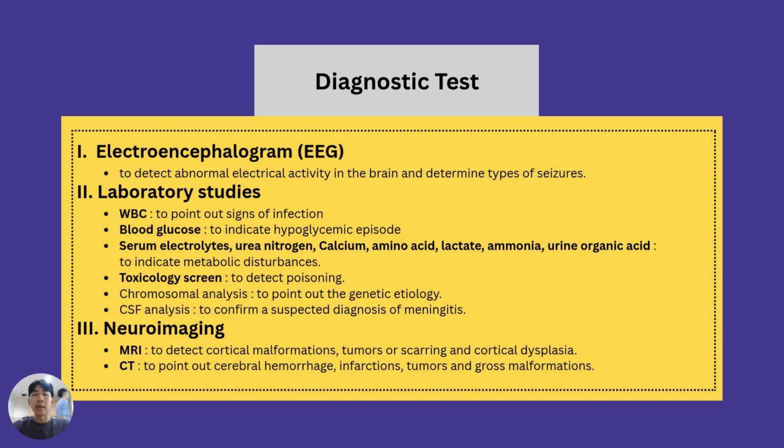And the third main diagnostic test we have is neuroimaging. Imaging tests allow the medical person to see the brain structure, like MRI to detect cortical malformations, tumor, scarring, or cortical dysplasia. CT scan is used to identify cerebral hemorrhage, infection, tumor, or gross malformation. So overall, the tests work together to determine the cause, type, and severity of epilepsy in children, helping the medical person to plan the most effective treatment.